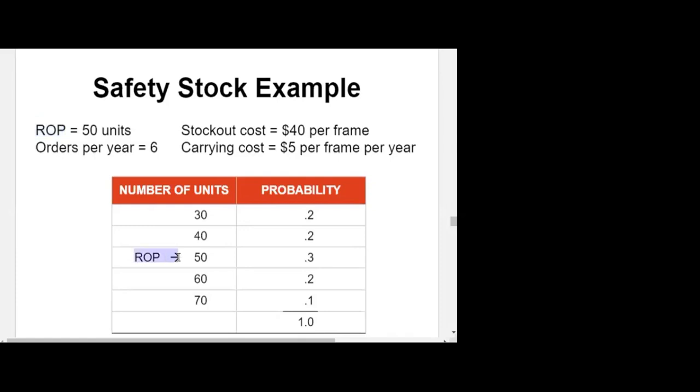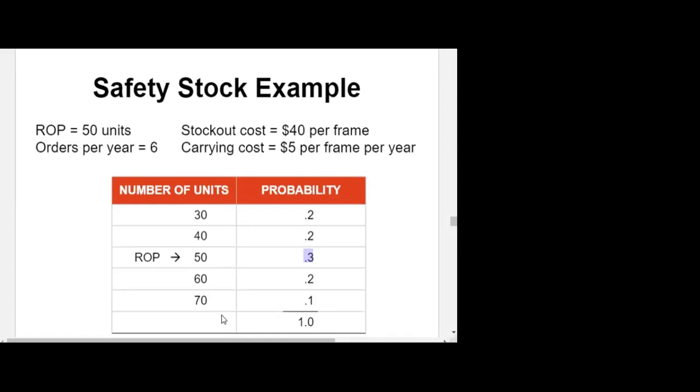So right now, how many items do we have? 50. Based on historical data, what's the probability that at this point 50 customers come in, or 50 of these items are ordered and sold, right? The probability is 0.3, 30%. This is based on historical data. So let's say in the past year, every day we recorded our stock at a certain time, and one day people bought 50. Another day people bought 40. Another day they bought 60.